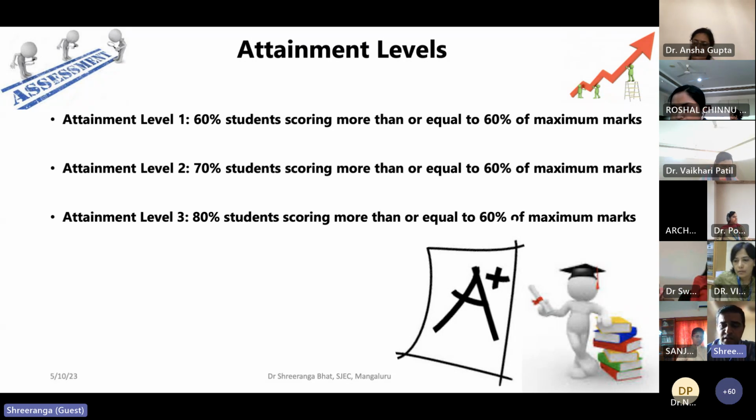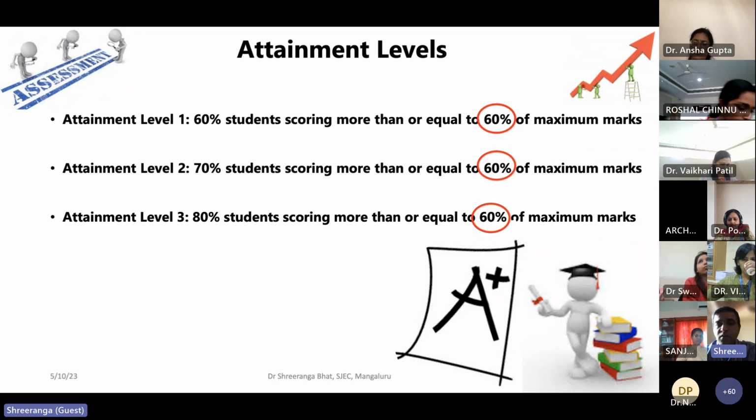Now you can see here there are two critical things. One is I have mentioned here the common thing, that is 60% everywhere in level 1, level 2, level 3. You can even go for level 4 and 5 also. That is left to the institution. But if you are going to have more and more levels, the complexity of assessment procedure is going to become more challenging. Now you can see here attainment level, 60% of the students are going to score more than or equal to the 60% of the maximum marks.